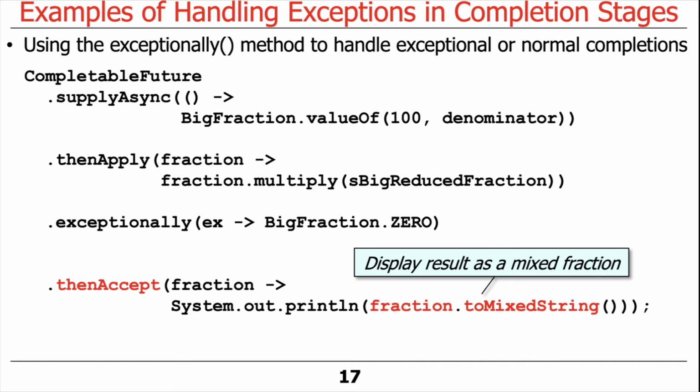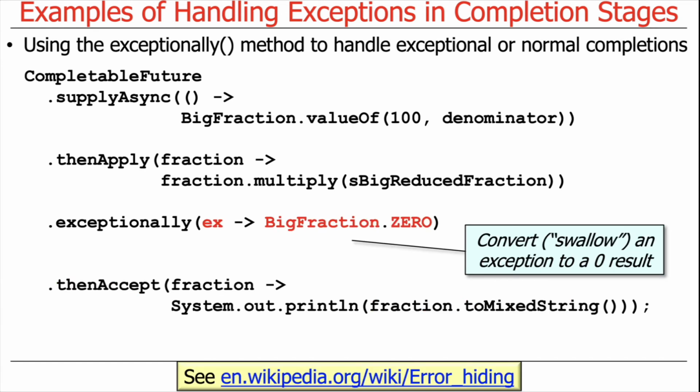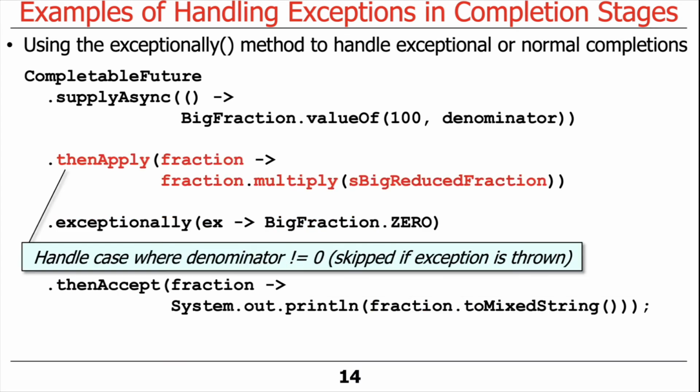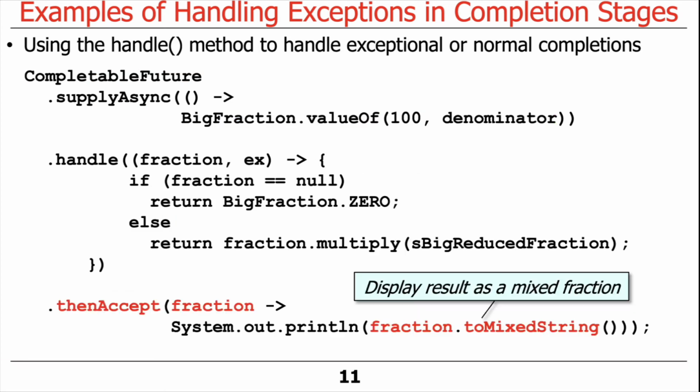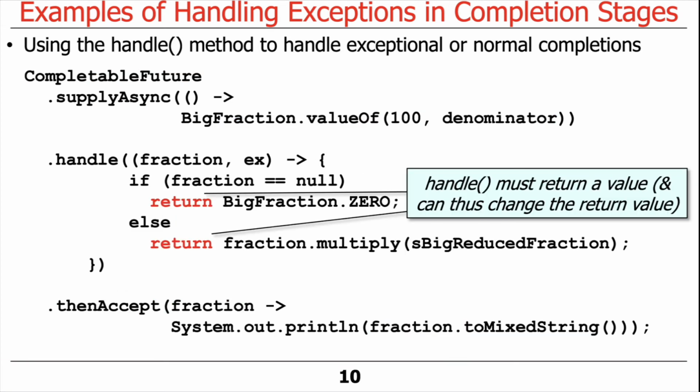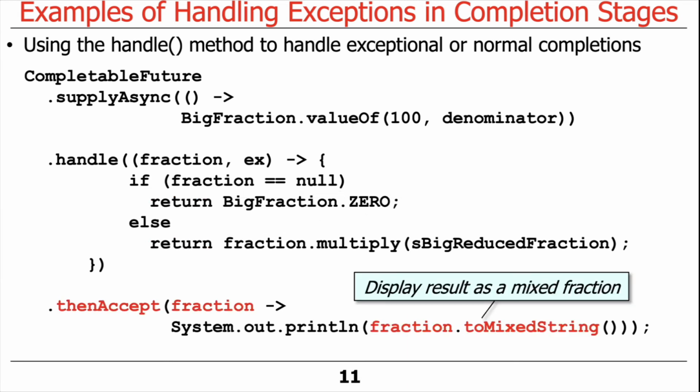And then in either case, we're either going to have 0 or we're going to have the result of multiplying the created fraction by sBigReducedFraction, and we're going to use thenAccept to print the result as a mixed fraction. So that's the second way of dealing with things. I think you'll notice that this way is a little bit more subtle in the sense that control either goes here or there. And so there's some interesting runtime behavior that you have to be aware of, that the Java environment knows about, but that's how it controls it. Whereas with this example over here, the handle method would always be called, and then you would decide what happened based on the parameters that were passed to it.